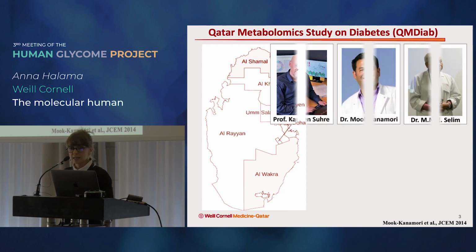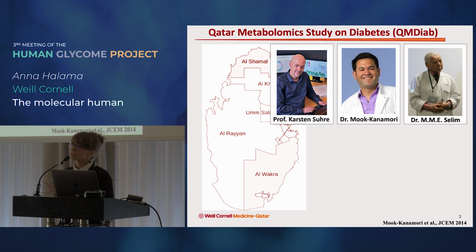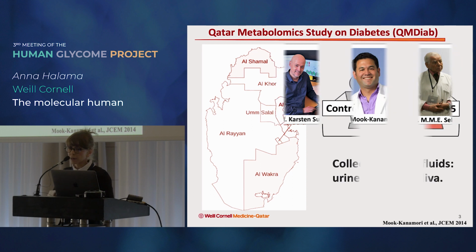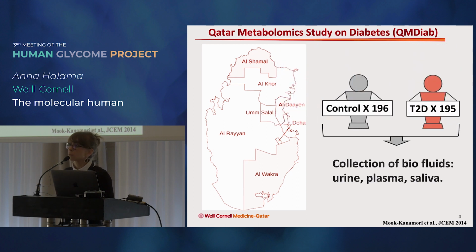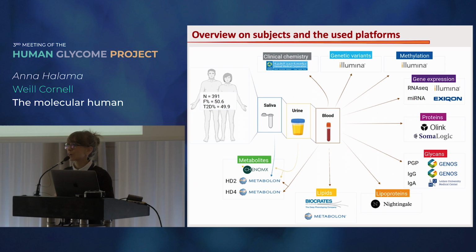on diabetes. And Karsten Suhre was the person who initiated this study together with Dennis and Dr. Salim. And we were able to collect around 390 subjects, including diabetes and controls. And we collected urine, saliva, and plasma from all of those individuals, right? We aliquoted them to start to play with the data. So what you can see here are all the omics which we were generating over the years, because the project started around 2013, and right now we are in 2020, right?